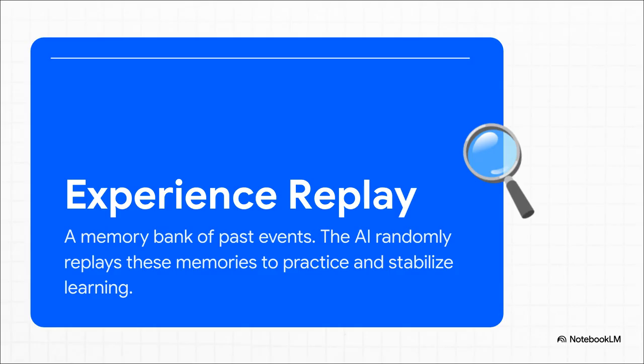Just think of it like a memory bank. Every single time the AI does something, sees a state, takes an action, gets a reward, and sees the next state, it stores that whole sequence as a single memory. Now, to learn, it doesn't just look at the last thing that happened. It reaches into this bank, pulls out a random handful of memories, and replays them. This is so smart because it stops the AI from getting too focused on, say, one weird traffic jam that just happened and helps it learn from its entire history.